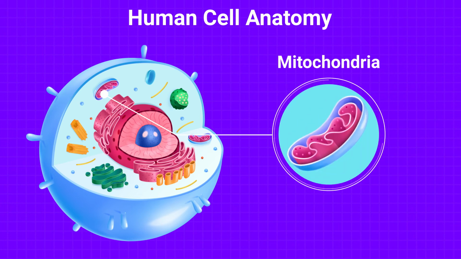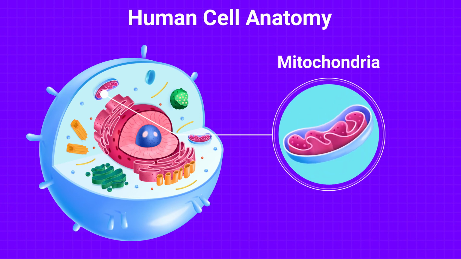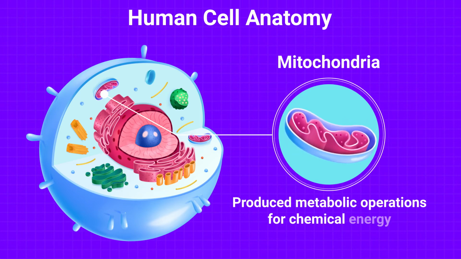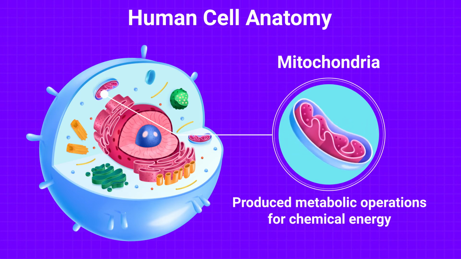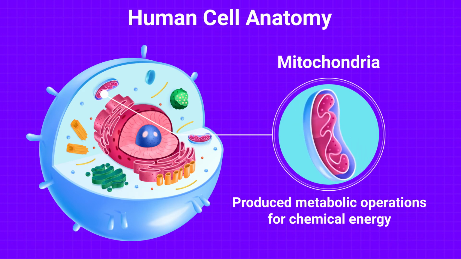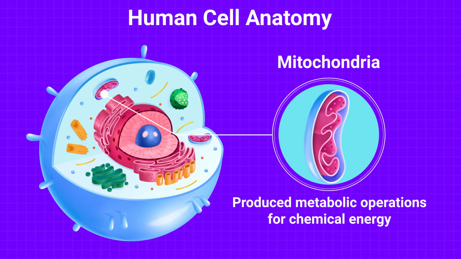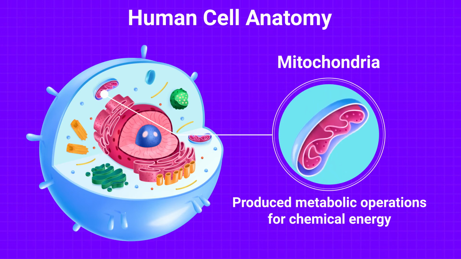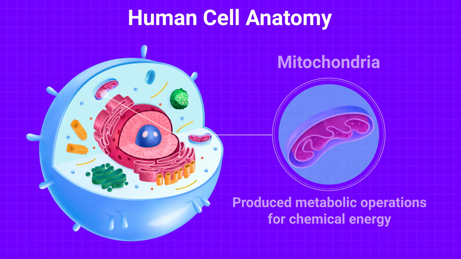Mitochondria. The majority of the chemical energy required to drive a cell's metabolic operations is produced by mitochondria, which are membrane-bound cell organelles. Mitochondrion, singular. Adenosine triphosphate, ATP, a tiny molecule, serves as a storage container for the chemical energy generated by the mitochondria.